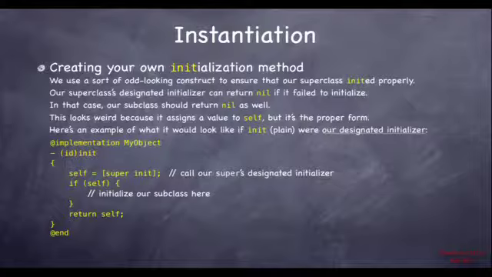So when you're subclassing, you have to be able to check and see if your super returned nil. So here's my designated initializer. I'm calling my super's designated initializer, which is init. And then I'm checking to see if that returned nil. And if it didn't, then I'm going to initialize myself. And then I'm going to return myself. Okay? Everyone cool with this? It's a little goofy, but that's the way it is.